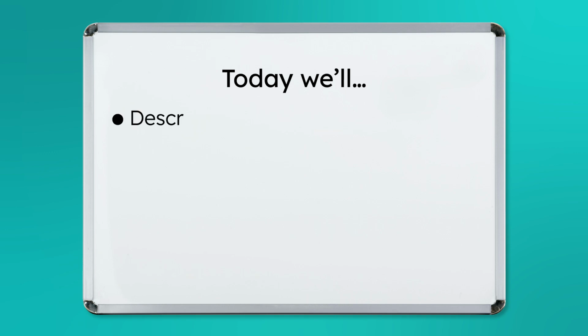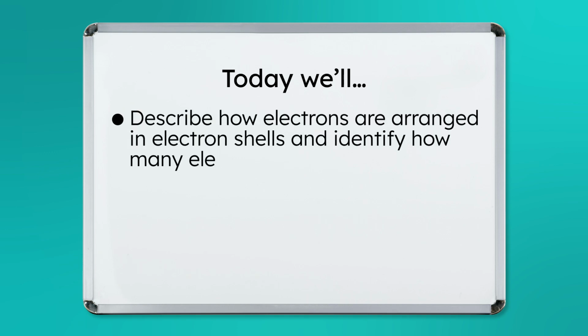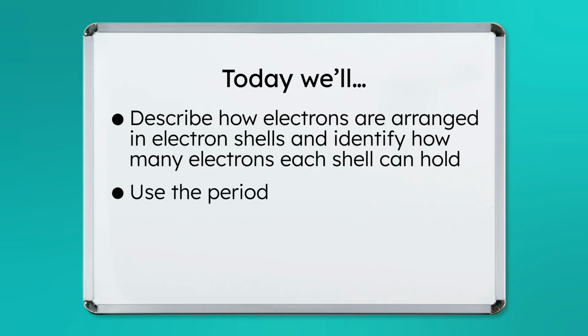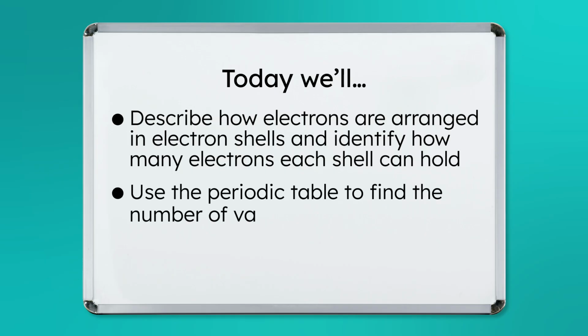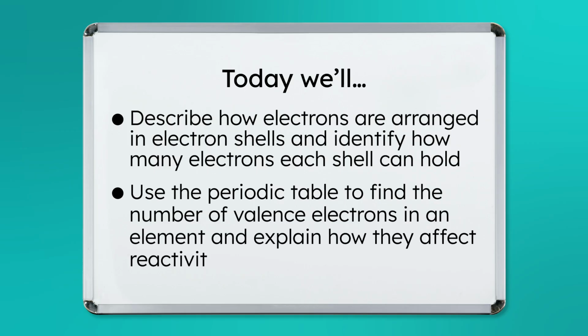Today we'll describe how electrons are arranged in electron shells and identify how many electrons each shell can hold. And we'll use the periodic table to find the number of valence electrons in an element and explain how they affect reactivity. Let's get started.